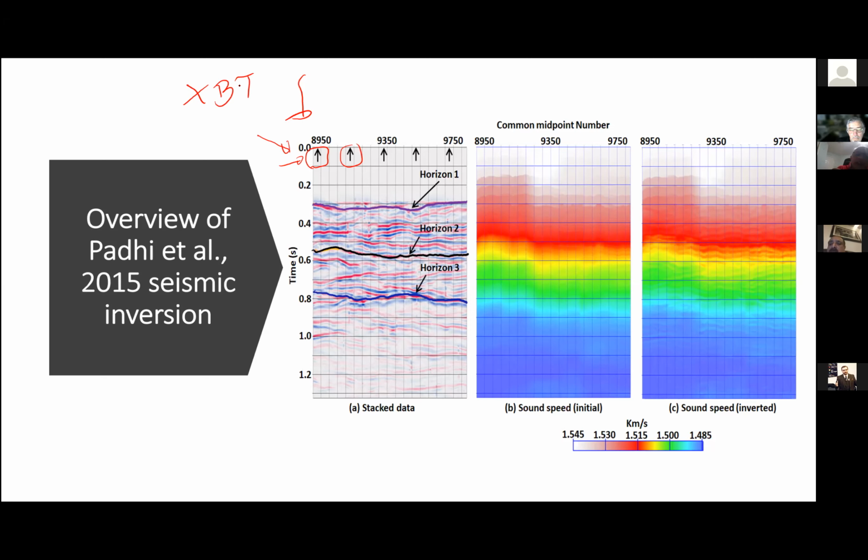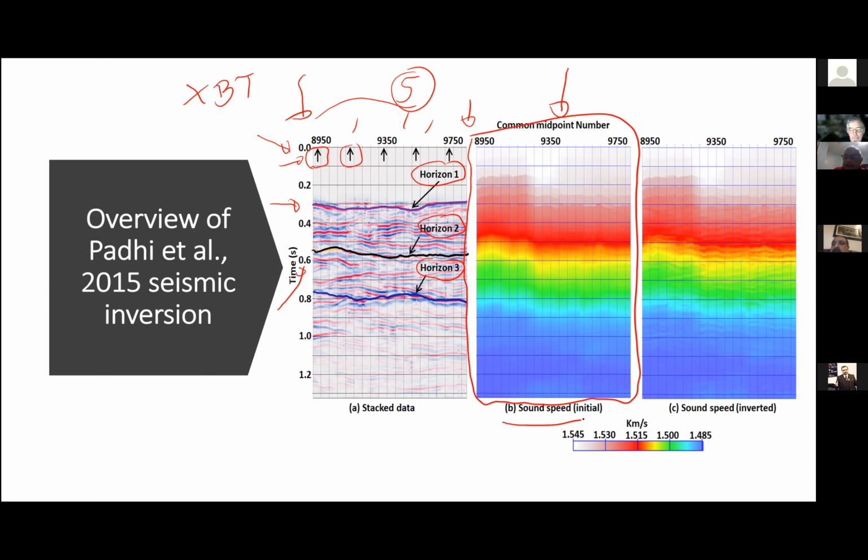Following that, he ran inversion at some other locations which are shown here. Then, and this is also a standard technique, he picked three major horizons: horizon 1, horizon 2, and horizon 3. He took the sound speeds estimated at these 5 locations and interpolated a low pass filtered model. He low pass filtered each of the sound speeds and interpolated that, and that provided him the initial model for the entire seismic line.